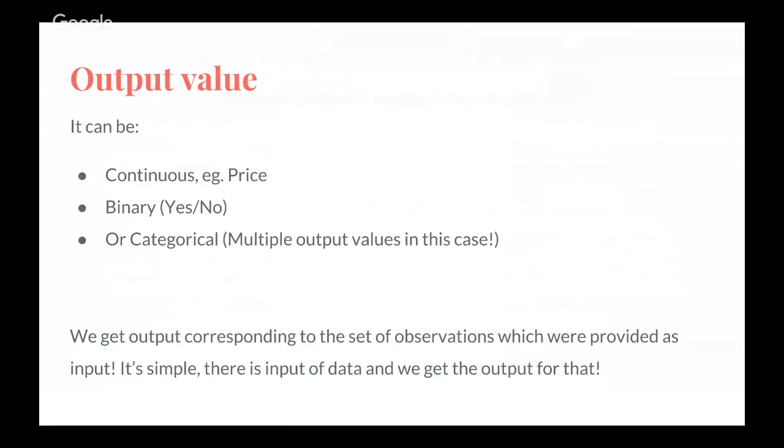Binary data is like the example I gave you for the bank, whether we should give them the loan or not, yes or no. And categorical is used when, let's say, you have an image and you need to find if that image is of a cat, a dog, or a lion. So there are three categories here, and you would get multiple output values in this case.